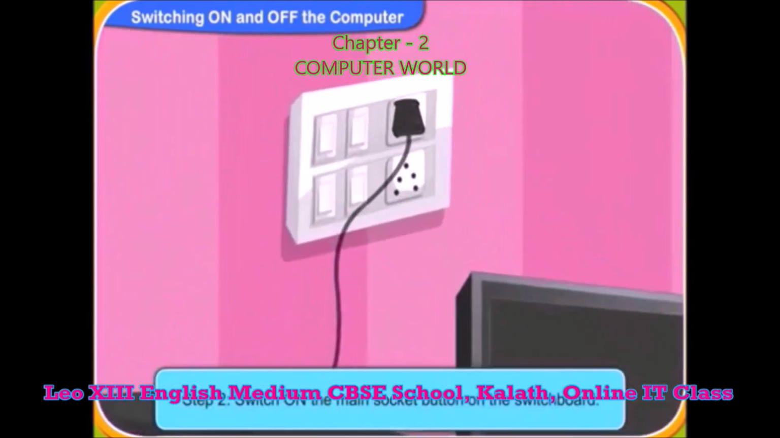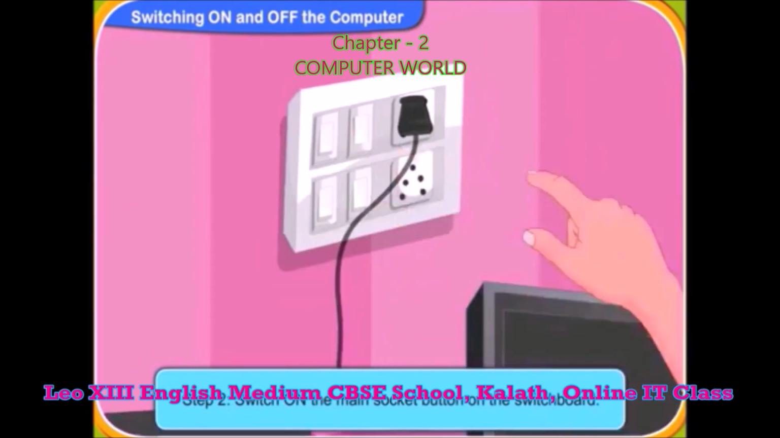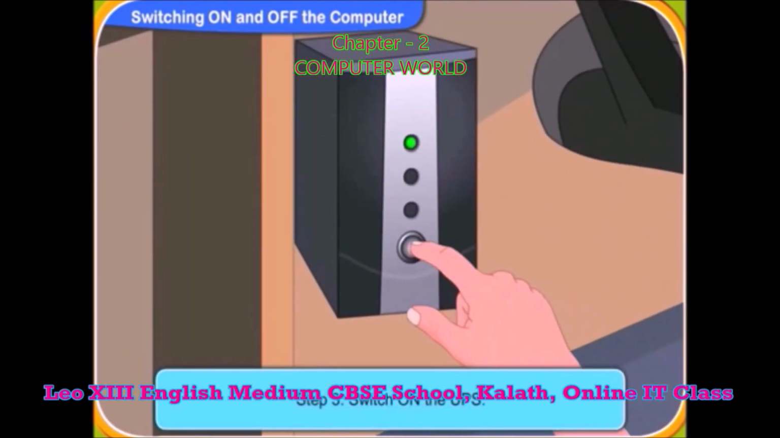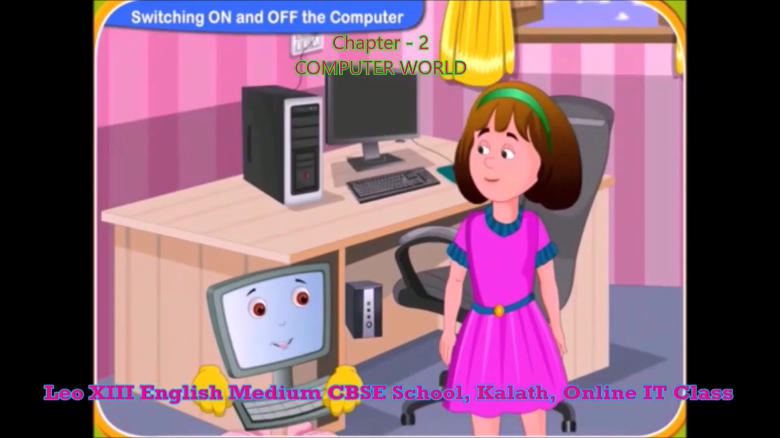Now, switch on the main socket button on the switchboard. Yes, I have pressed the switch on. Now, switch on the UPS. Yes, I have pressed the UPS button on. Look, a green light is glowing in the UPS. Yes, the UPS has powered up now.